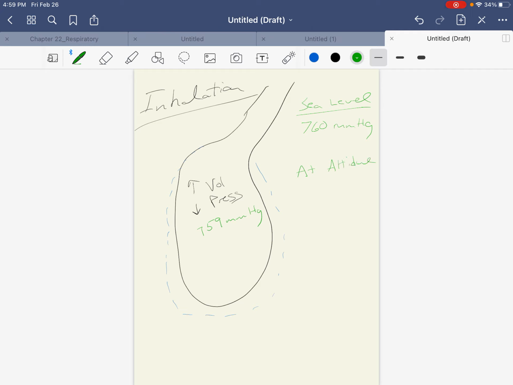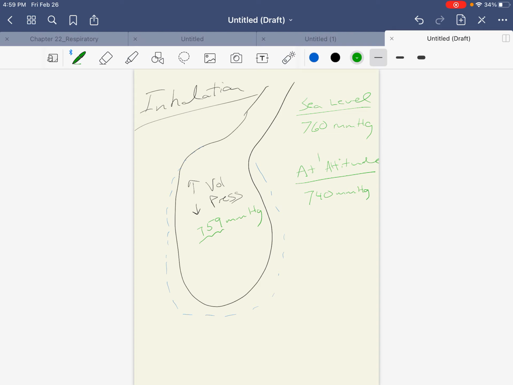Let's say you're on top of a mountain. You're in Denver. You're in Mexico City. Altitude. Well, what happens to the atmospheric pressure when we are at higher elevations? It goes down. So let's just say at altitude, the atmospheric pressure is 740 millimeters of mercury. Now, contracting the respiratory muscles to bring the intrapulmonary pressure to 759 is not enough to bring air in.